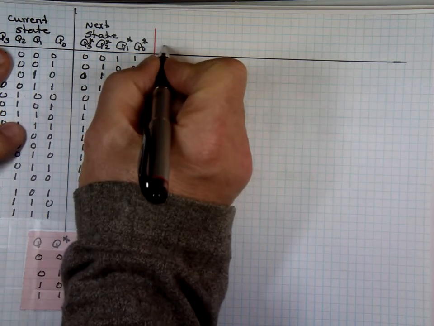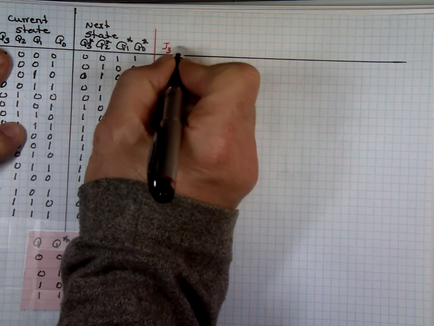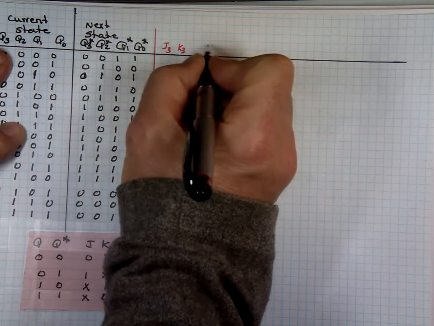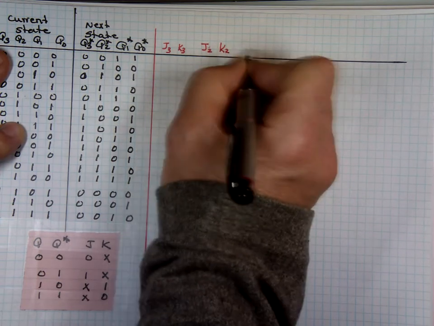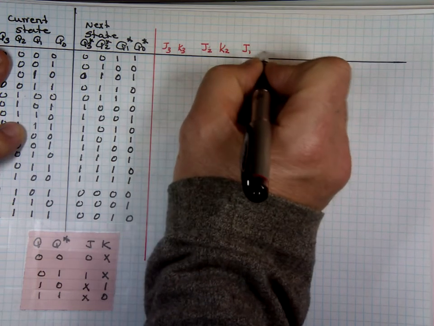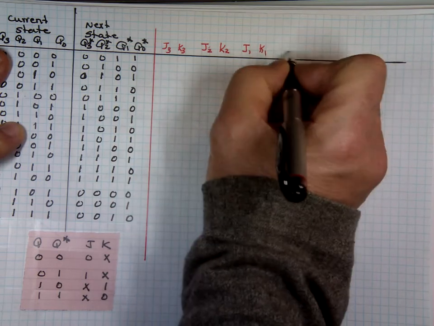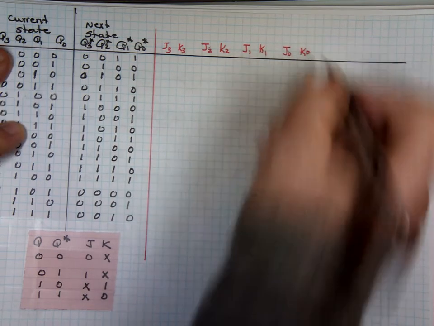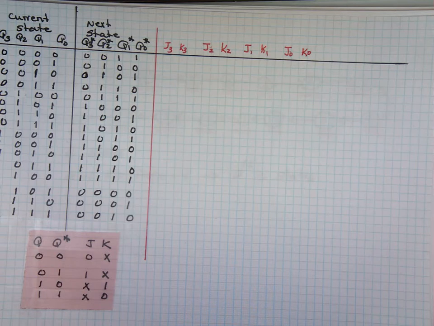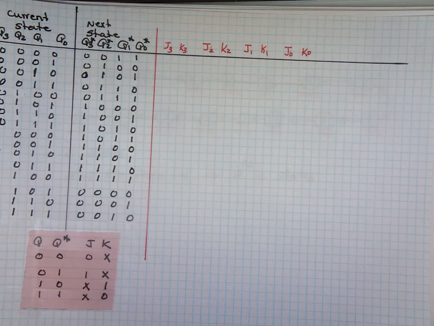So J3, K3 here, J2, K2, J1, K1, J0, K0. And Jay-Z and Beyonce. There we go.